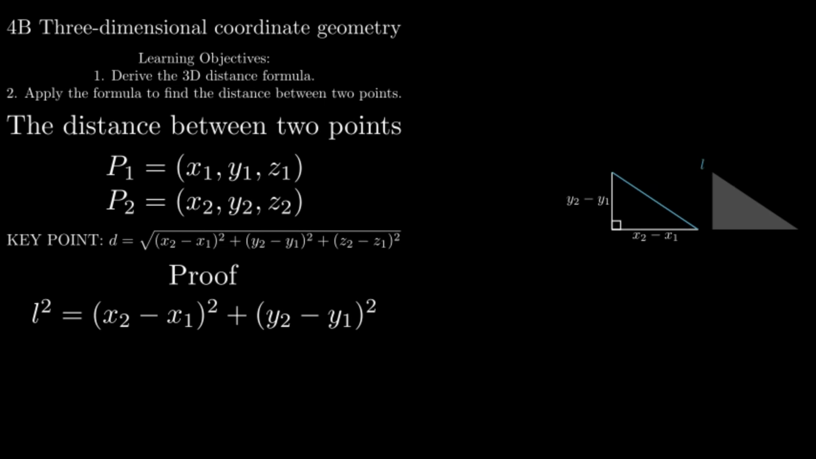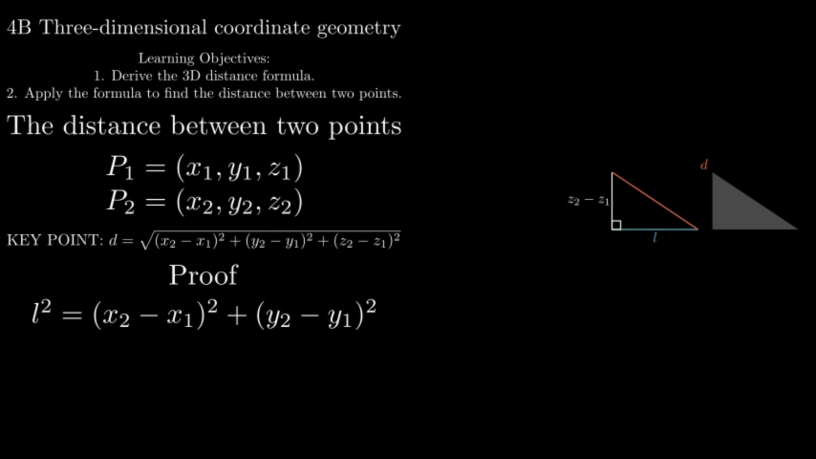Now take a moment to visualize a second right-angled triangle. This one is vertical. Its base is the diagonal L we just found. Its height is the change in the z direction, and its hypotenuse is d, the distance we're looking for. Here's our second triangle. The base is L, the height is the difference in the z coordinates, which is z2 minus z1, and the hypotenuse is our final distance d. We can apply Pythagoras' theorem again to this new triangle. This gives us d squared equals L squared plus the square of the change in z.